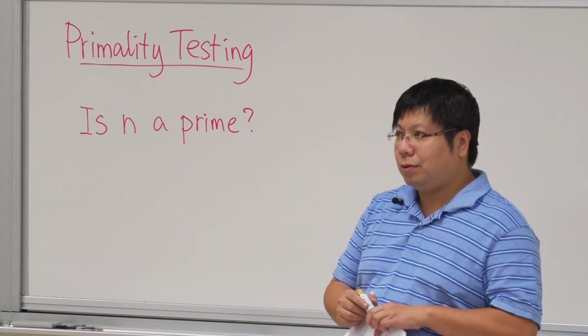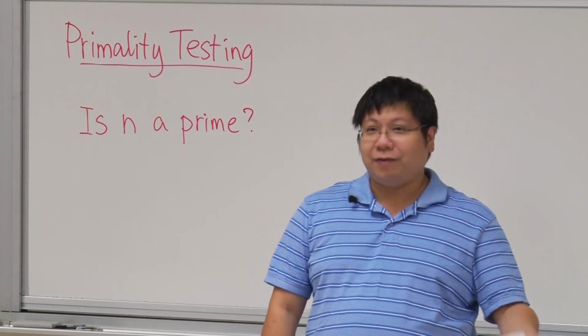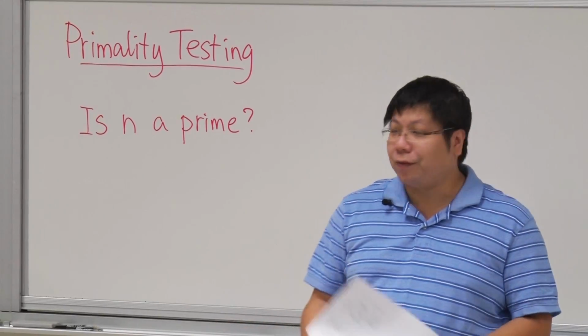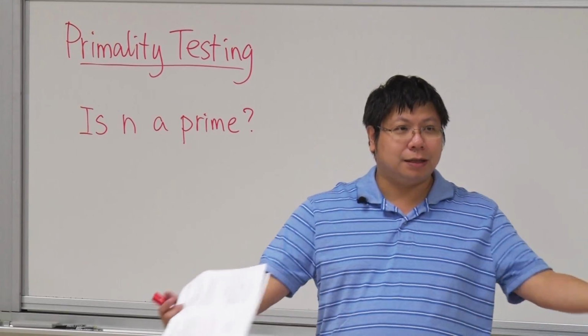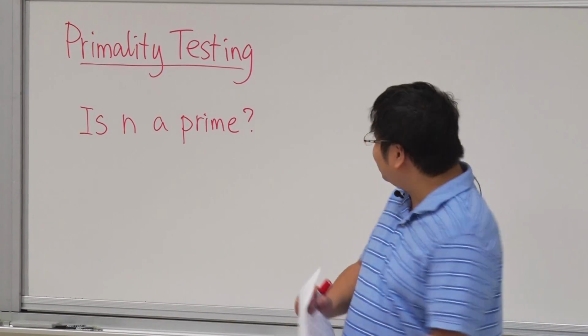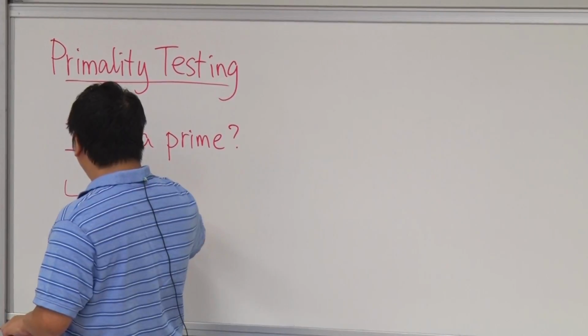So of course, it's easy, right? We test whether 2 can divide n, whether 3 can divide n, whether 4 can divide n, and so on and so forth, up to whether n minus 1 can divide n, okay? So it takes order n time. So it is easy to get an order n time algorithm.